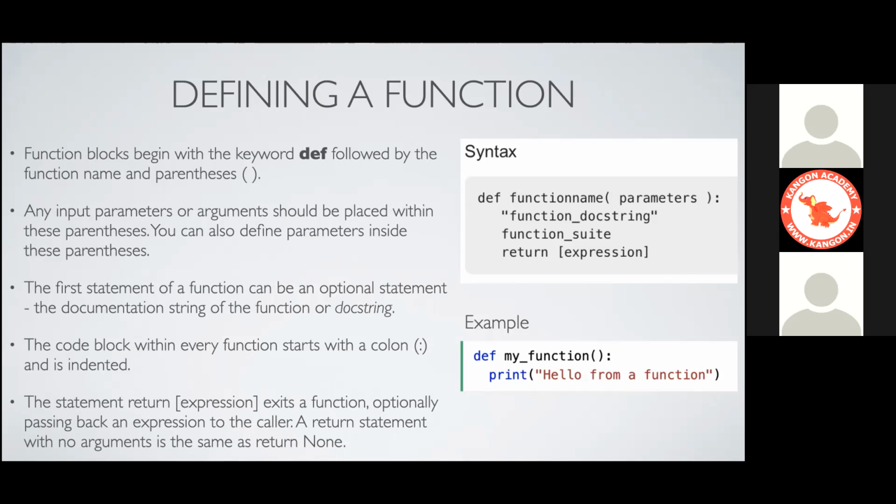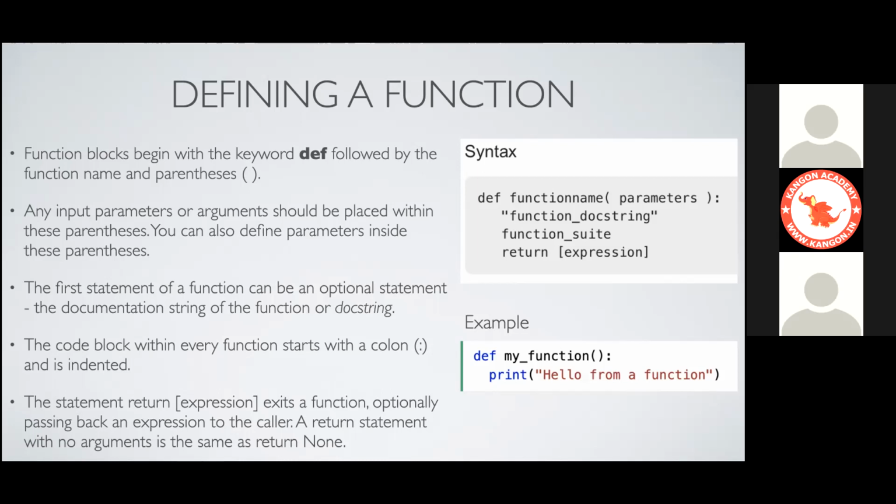After that, you press enter in any text editor that you want, whether it is IDLE, PyCharm, or Jupyter Notebook, whatever you use. You have to put that colon, then only you will get the indentation. The statement return exits a function, optionally passing back an expression to the caller. So there are two things that you should know in terms of function: one is defining a function, and the second one is calling a function. How to call a function, we'll talk about in the next slide.